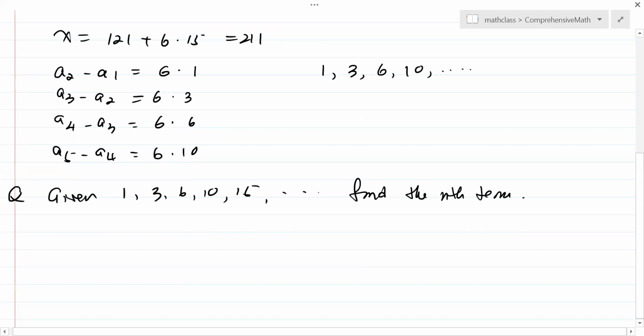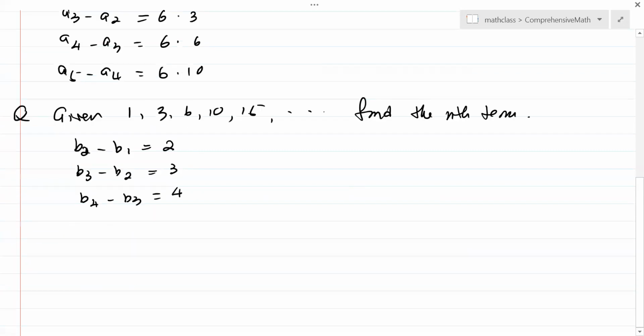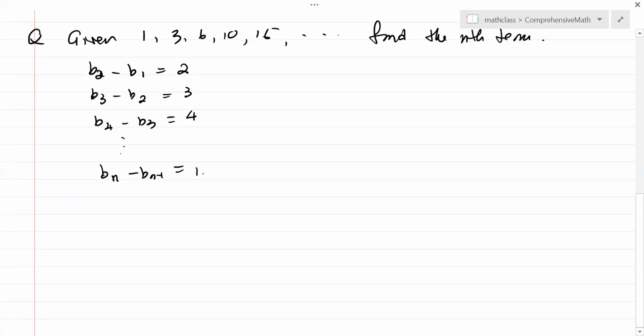So let's do this problem. Maybe you come back to figure out that, just add them together. So let's use B1. B2 minus B1 is going to be 2. B3 minus B2 is going to be 3. B4 minus B3 is going to be 4. So that is easy to figure out. And then Bn minus Bn minus 1, as you can see, is going to be n.